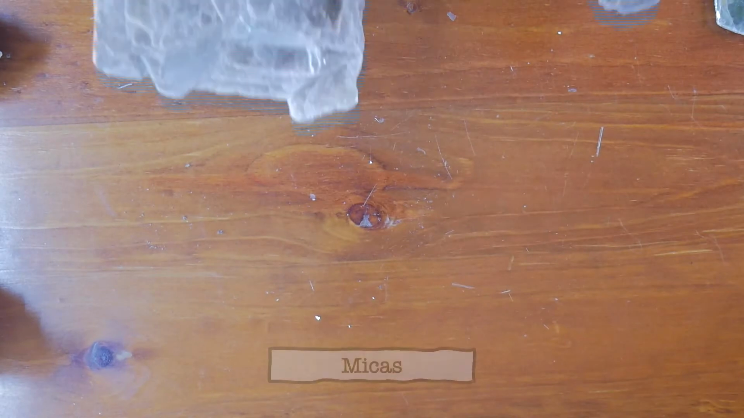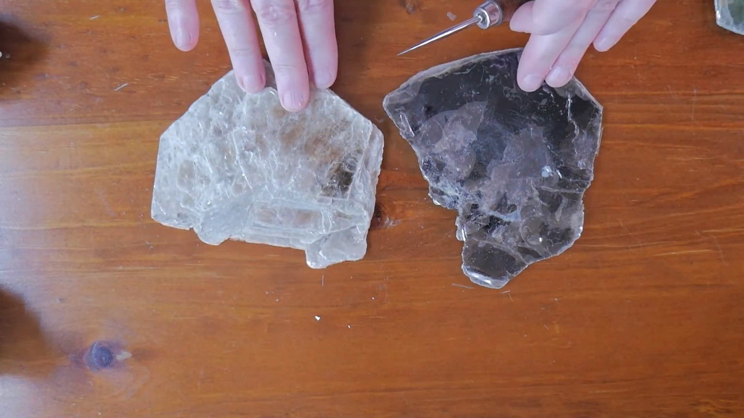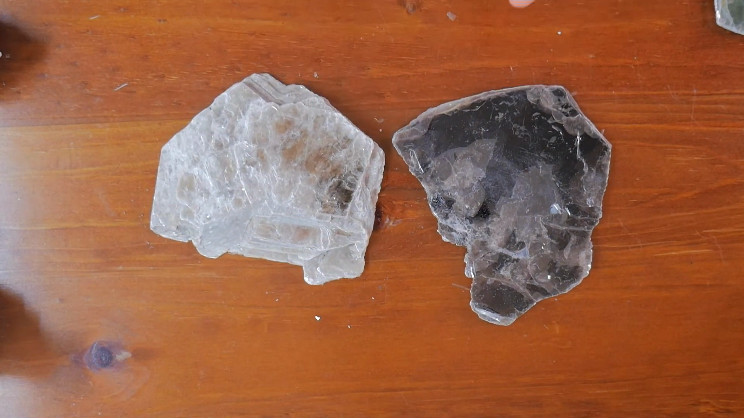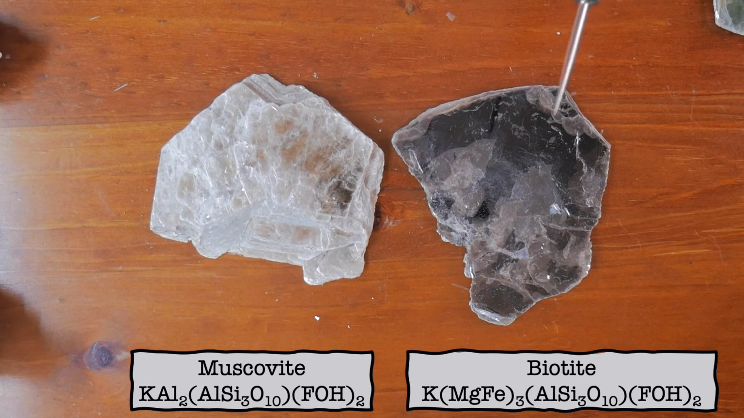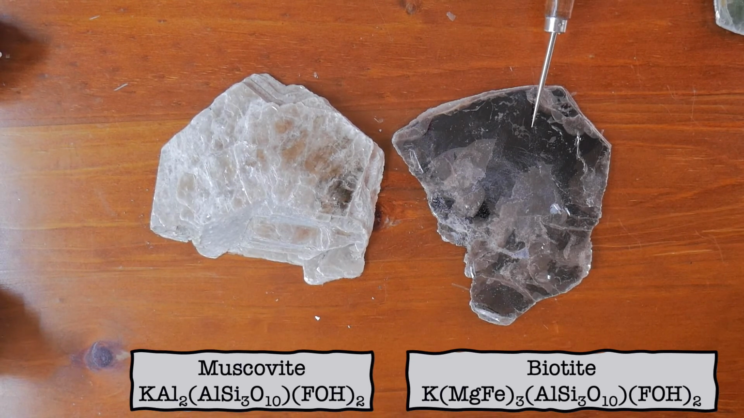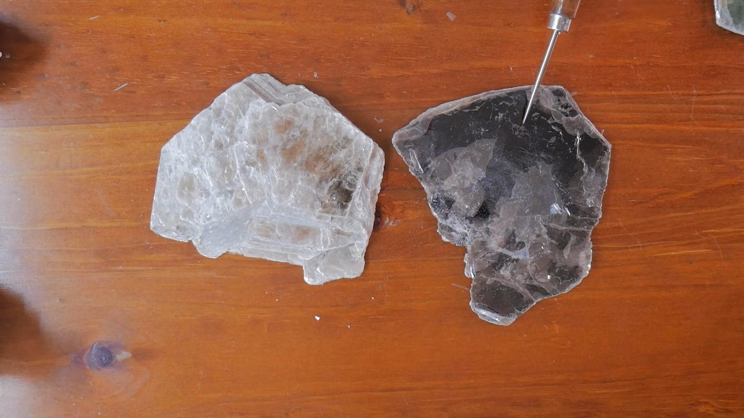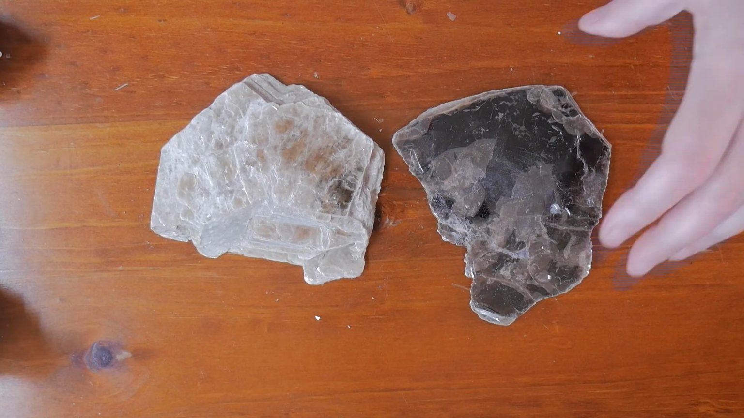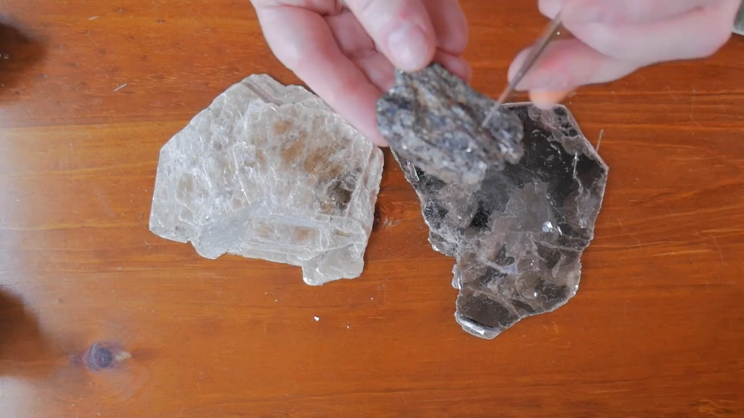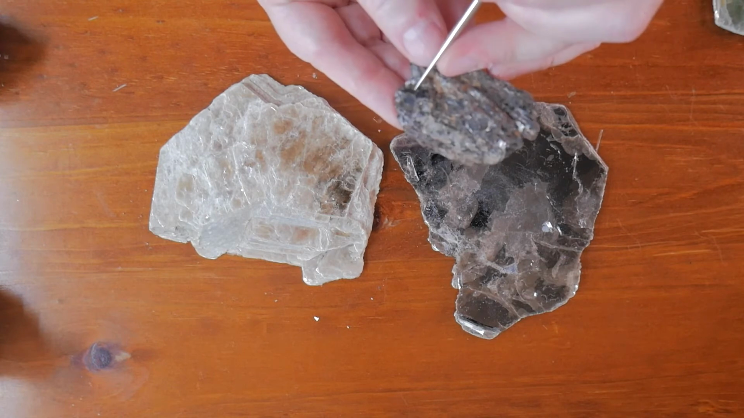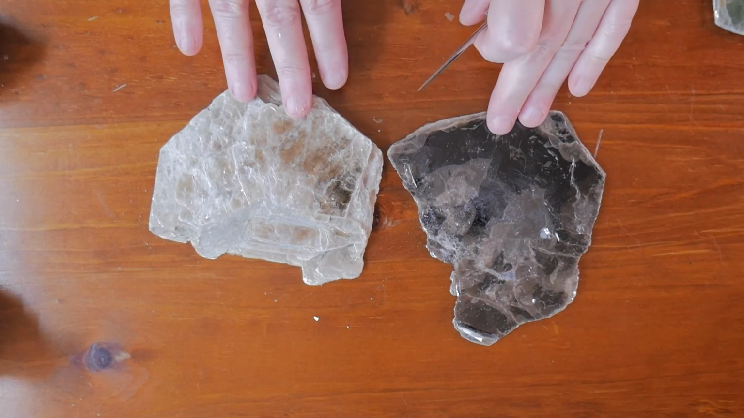Okay, so let's have a look at the micas. What we have in front of us are samples of the two main groups that I talked about, the muscovites and the biotites. So here we have a muscovite and here we have a biotite, and the biotite is the blacker of the two. Usually biotite doesn't form these really large sheets, it's quite unusual. Its more typical form is to be found in much smaller samples such as these, in igneous and metamorphic rocks. Let's just talk about these for a minute.